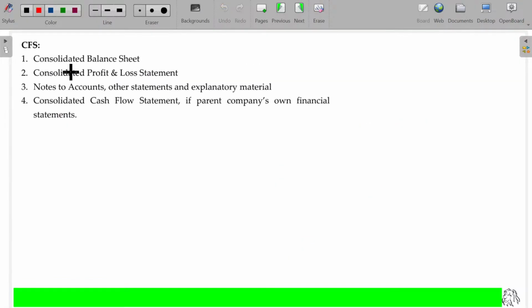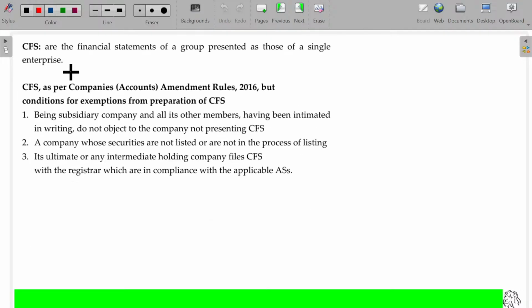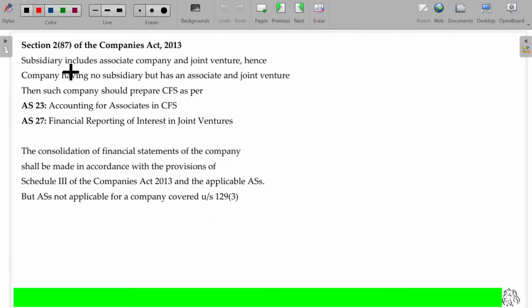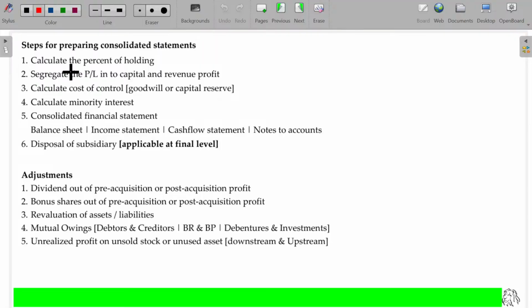Of course, some theory portion will also be there, but for the calculation part, this particular page is very, very important. For solving the illustrations for the consolidation purpose, you have to follow these 6 steps. And while following these 6 steps to consolidate, sometimes we may have some adjustments. So you have to understand incorporation of these adjustments while preparing the CFS.